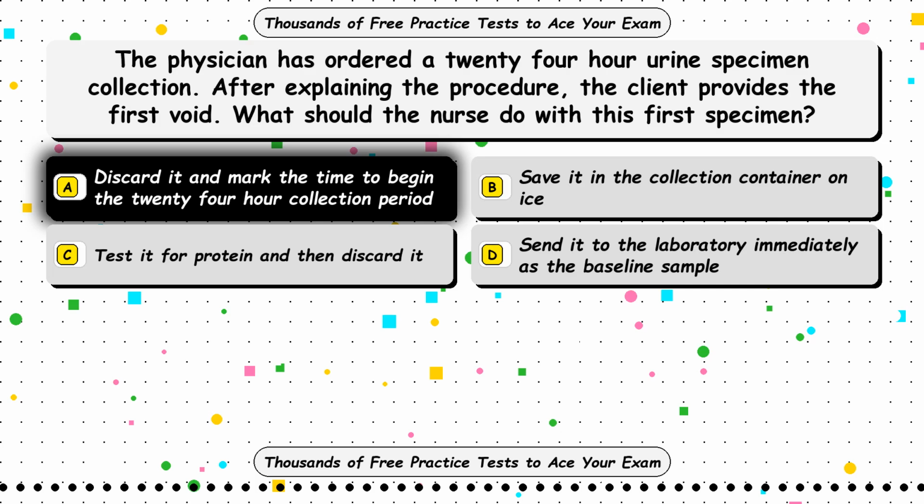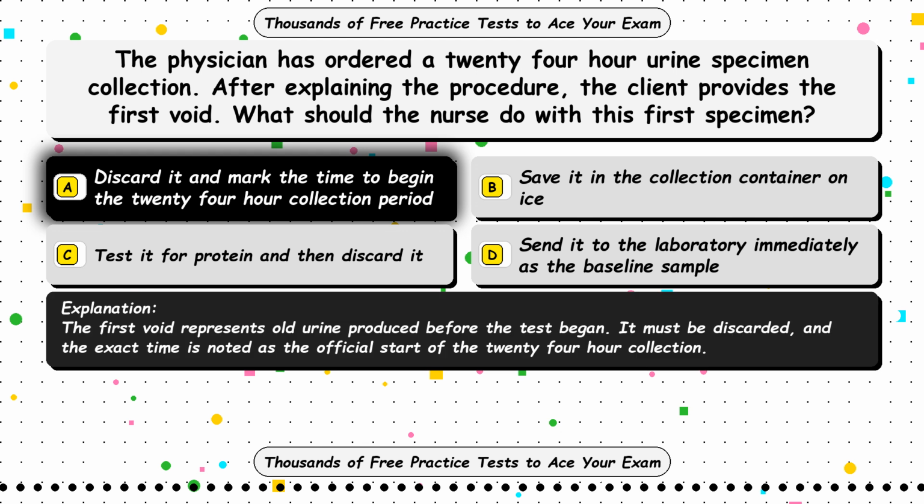The correct answer is option A. Discard it and mark the time to begin the 24-hour collection period. The first void represents old urine produced before the test began. It must be discarded, and the exact time is noted as the official start of the 24-hour collection.